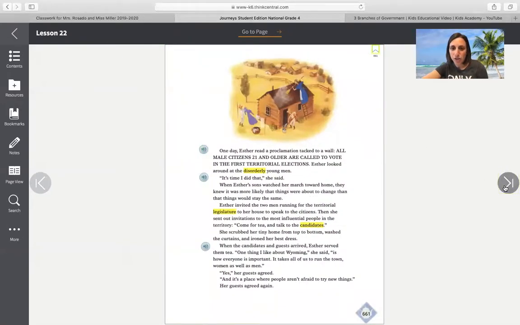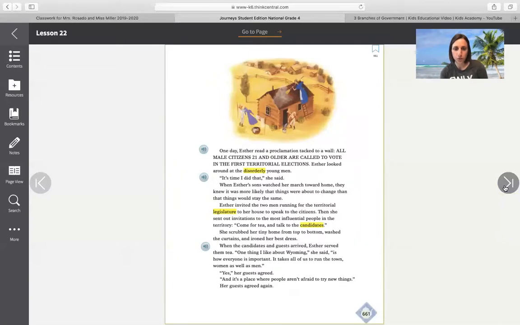One day, Esther read a proclamation tacked to a wall. "All male citizens 21 and older are called to vote in the first territorial elections." Esther looked around at the disorderly young men. "It's time that I did that," she said. When Esther's sons watched her march toward home, they knew it was more likely that things were about to change than that things would stay the same.